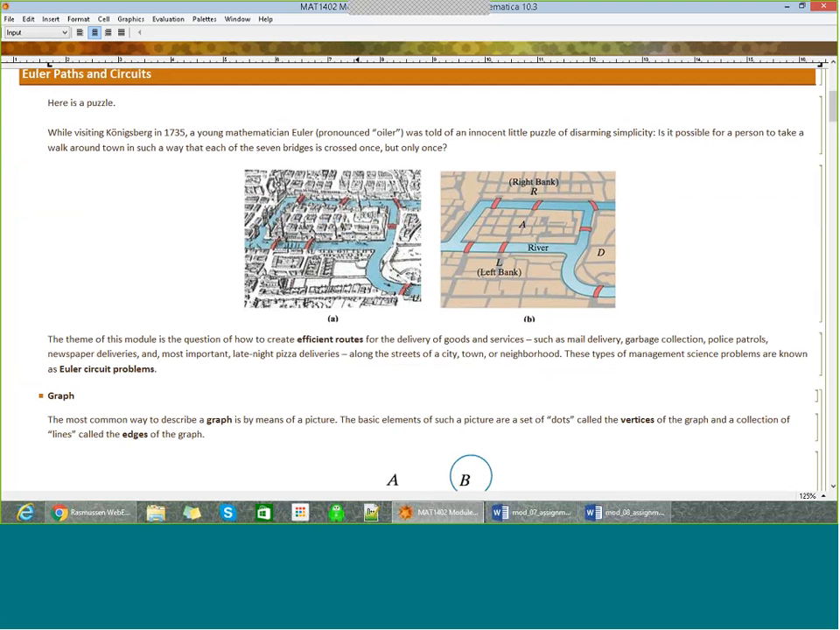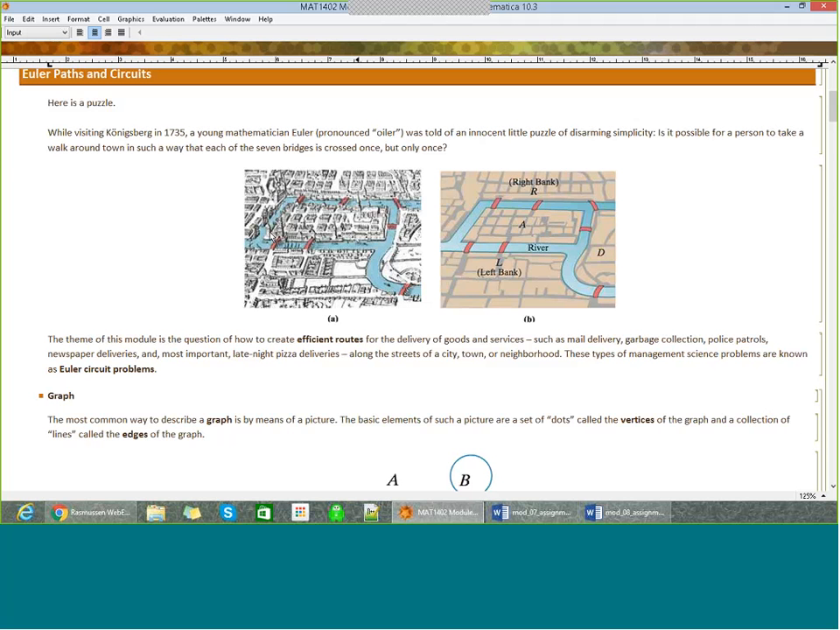It has a lot of applications in the real world, like mail delivery, garbage collection, and UPS. You don't want to spend too much gas driving around if you can't find the most efficient route, meaning the shortest route. So that's what we're going to be studying, and that category is called the Euler circuit problems. To do so, we're going to be learning a few words, so the terminology.